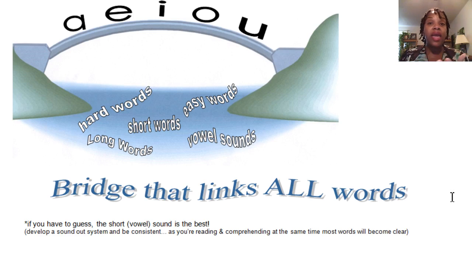And what you're going to learn in future classes is that there are certain letter sound codes that you're going to be able to identify and look for to tell you when one of these sounds is saying a different name. Remember we talked about nicknames or nick sounds? So you're going to learn these codes in the future. But in the interim, if you got to guess, the short sound is the best. All right.